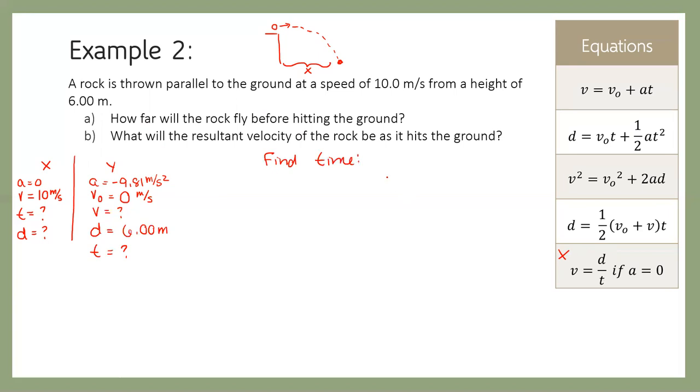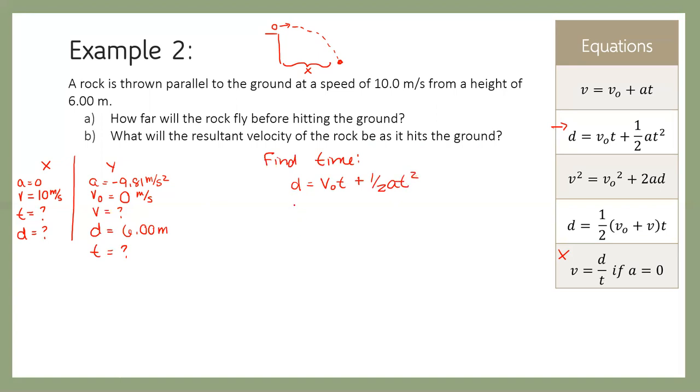So how long was this in the air? Well, we have an acceleration, an initial velocity, and a distance. Which equation uses acceleration, initial velocity, and distance to find time? Well, we're going to use this equation here. Distance is equal to v naught t, initial velocity times time, plus 1/2 at squared.